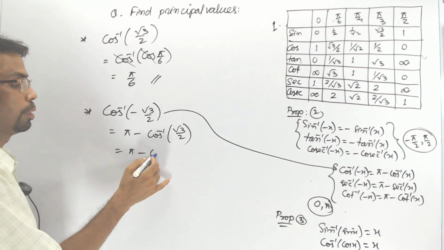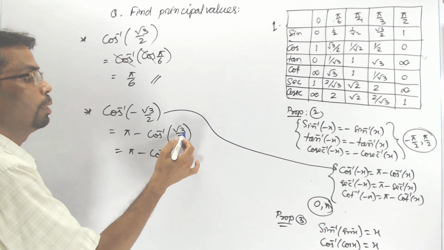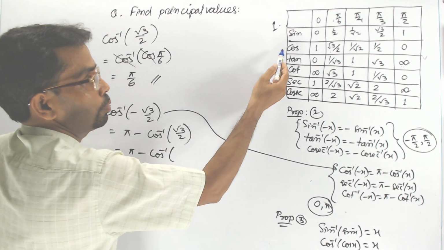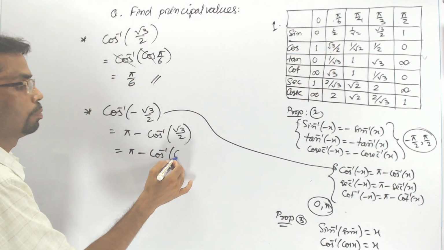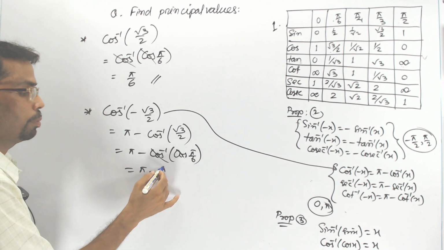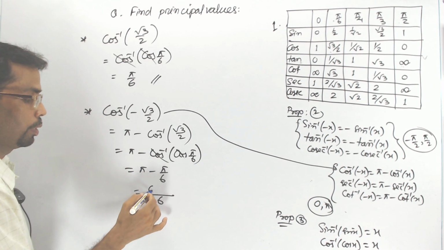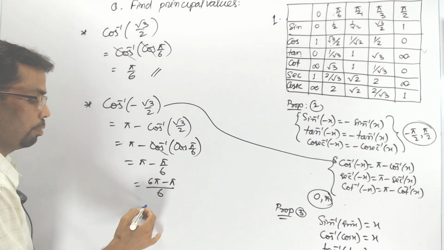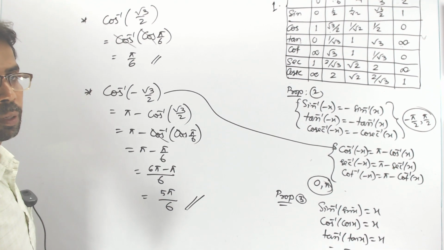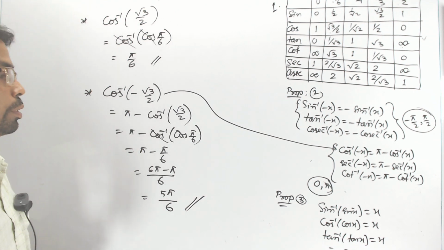Now we have to see this number, root 3 by 2 in cos, corresponds to what angle. In cos it is pi by 6. Then cos inverse cos cancel, pi minus pi by 6. You take the LCM, 6 pi minus pi, finally it is 5 pi by 6, and this is the principal value of the given function.